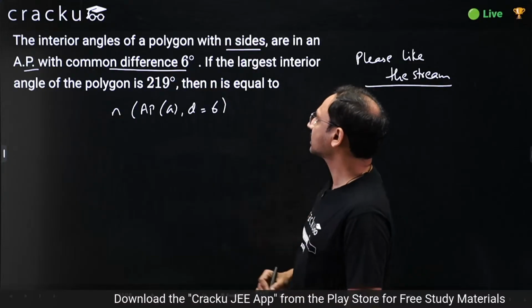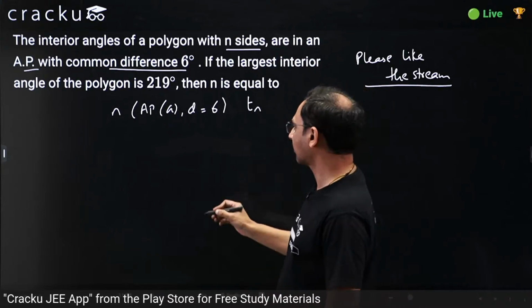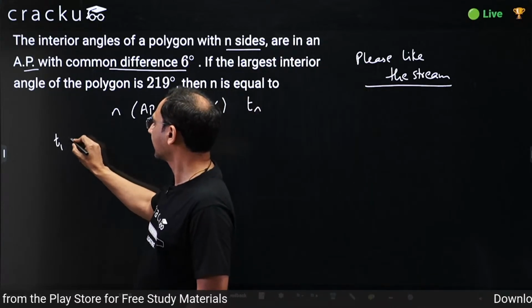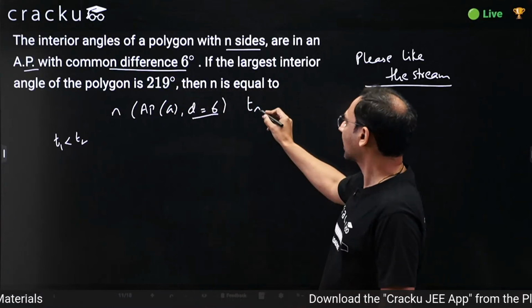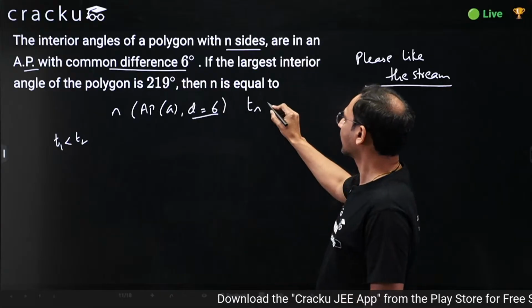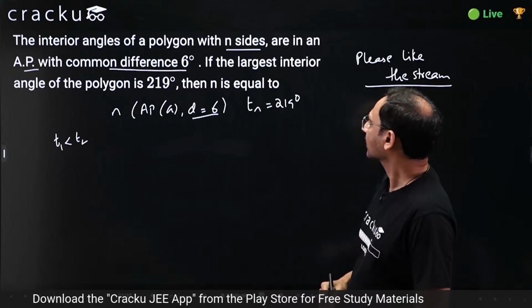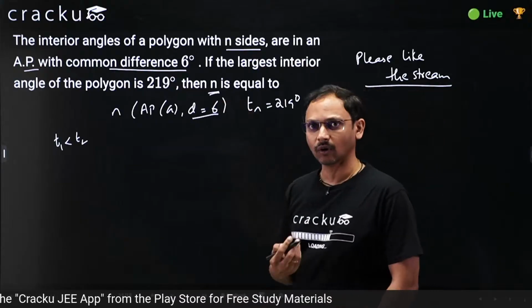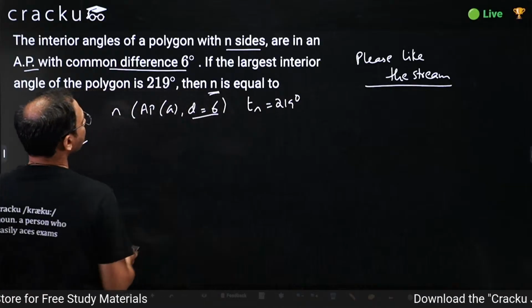If the largest interior angle, so largest means we are looking at the nth term. I'm assuming the AP to be increasing because we have common difference positive. So the largest term will be the last term, that is given to be 219 degrees. Then we need to find the value of n, or what is the number of vertices or angles of the polygon. So let us see.